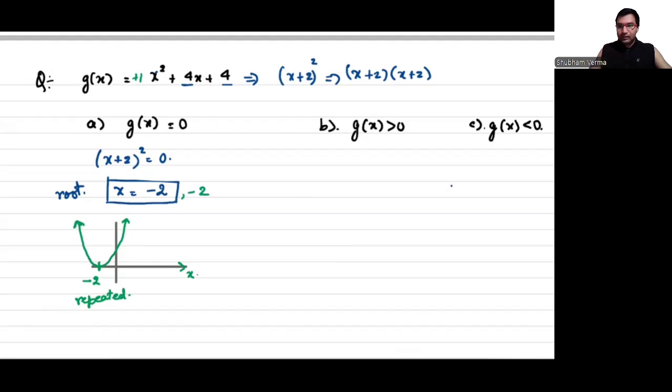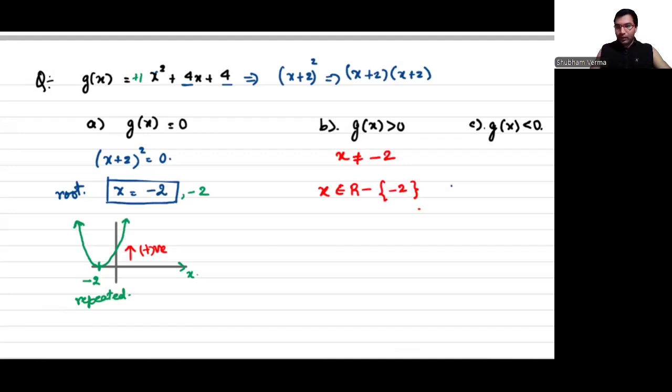Now, the second bit is g of x is greater than 0. So greater than 0 means for what values of x is my function positive, isn't it? Except at -2, where it is 0, my function is always positive, isn't it? It is above the x-axis. So what will be my x? X belongs to all real numbers minus -2. This is how we write it, in curly brackets, because I have to remove -2. Are you getting it? Right?